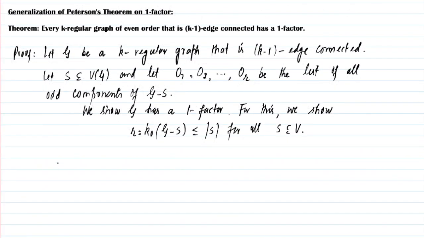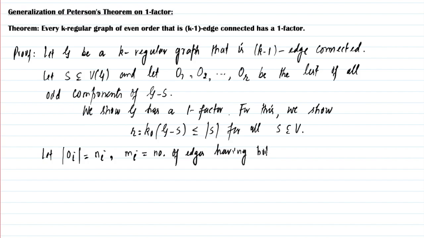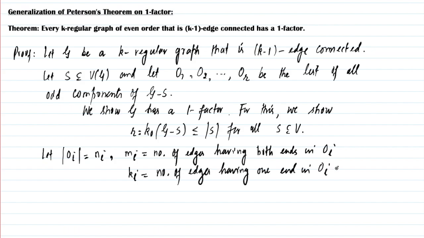Now here again let us define these quantities. Let the order of Oi be equal to ni, and let us define mi to be the number of edges having both ends in Oi, and define ki to be the number of edges having one end in Oi and the other end in S.